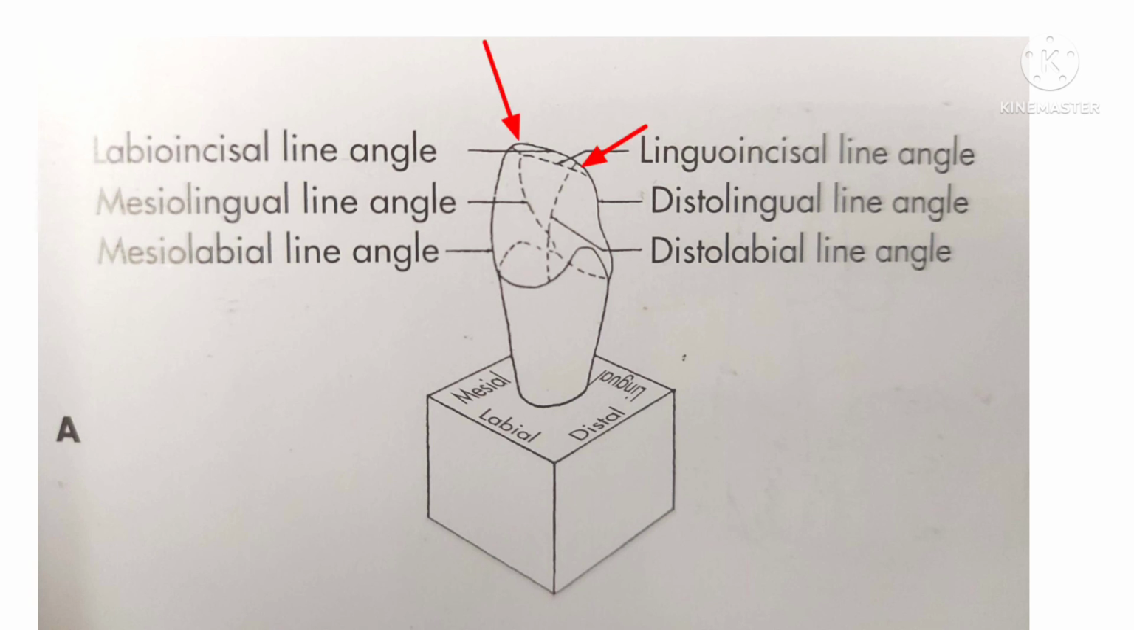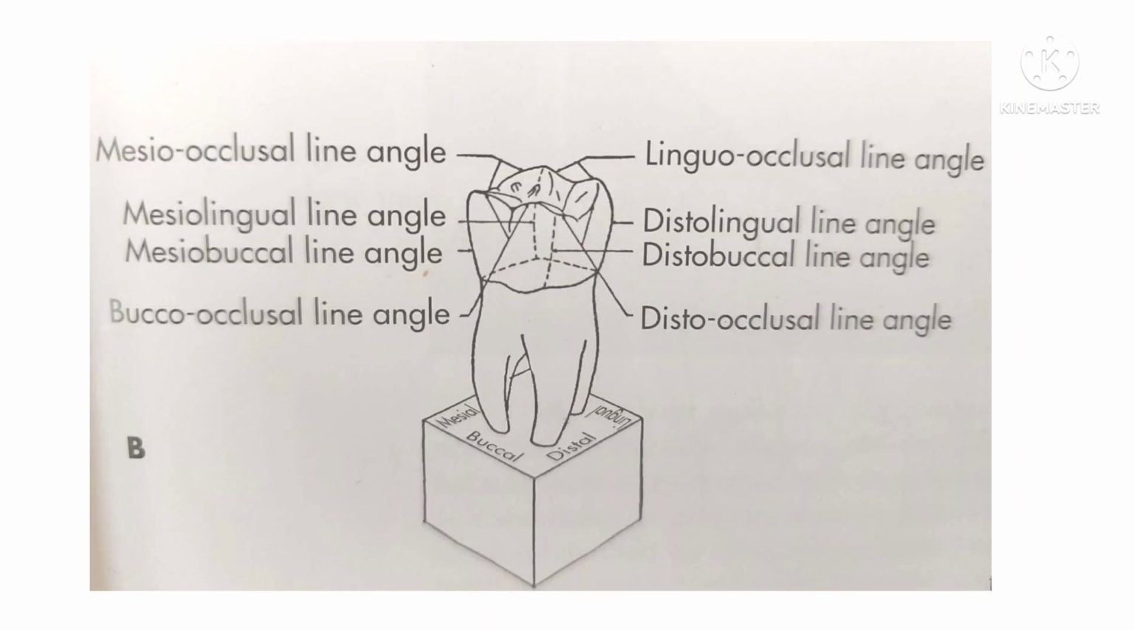Because the mesial and distal incisal angles of the anterior teeth are rounded, mesio-incisal and disto-incisal line angles are usually considered non-existent. And they are spoken of as mesial and distal incisal angles only. And in case of posterior teeth, there are 8 line angles. They are mesiobuccal, distobuccal, mesiolingual, distolingual, mesio-occlusal, disto-occlusal, bucco-occlusal, and linguo-occlusal.